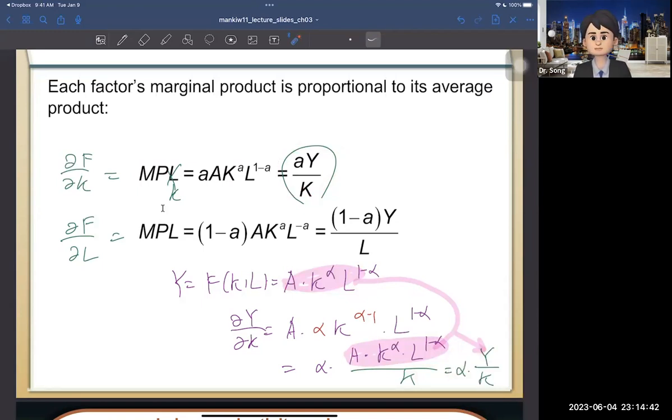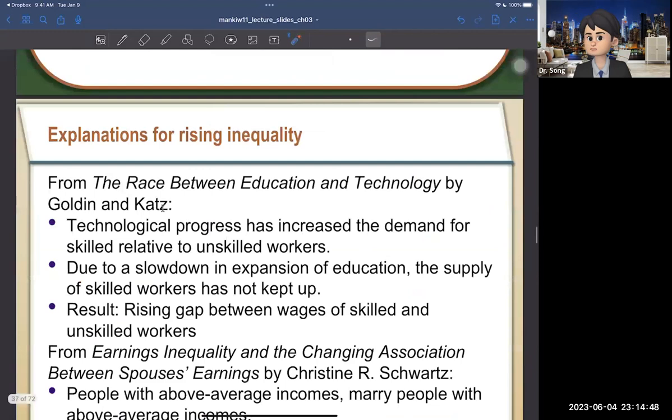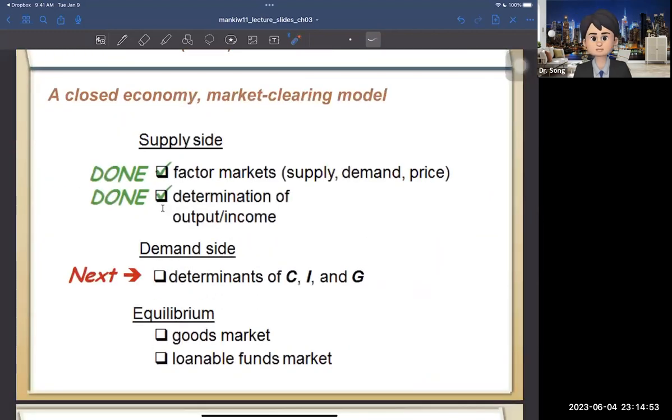Okay. All right. So here we covered the supply side of the market. Now we need to cover the demand side of the market. But let me stop here. I'm going to make the following video to cover this demand side.